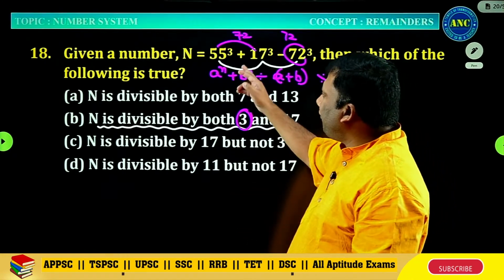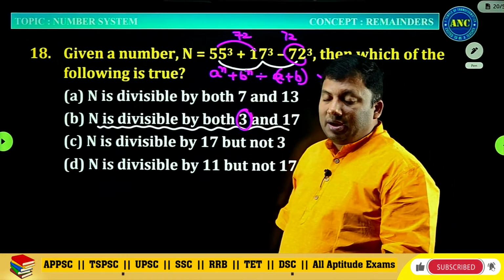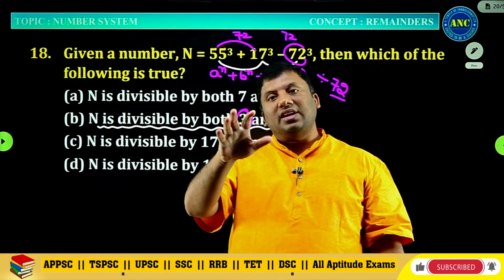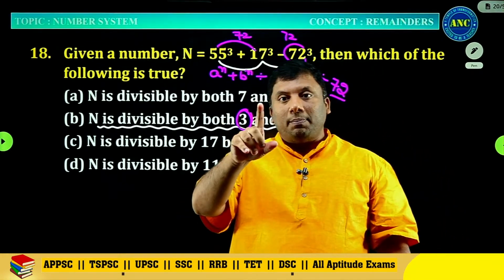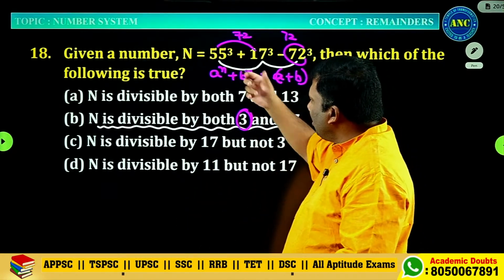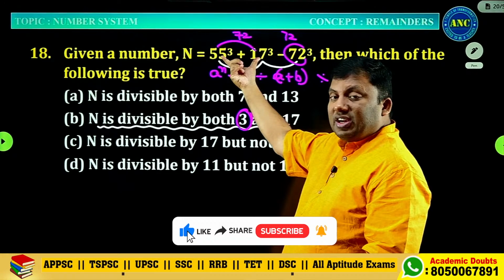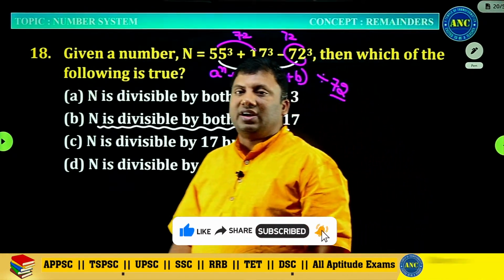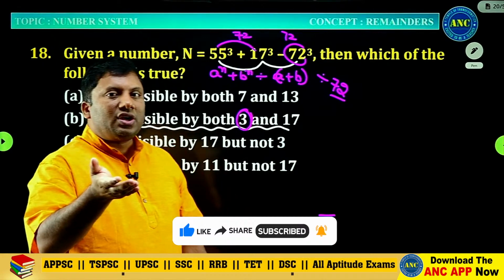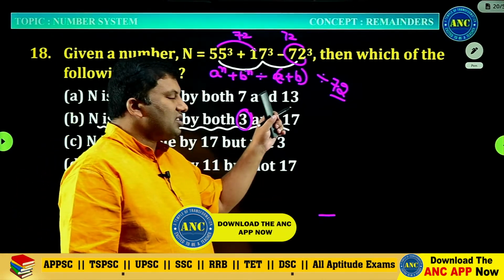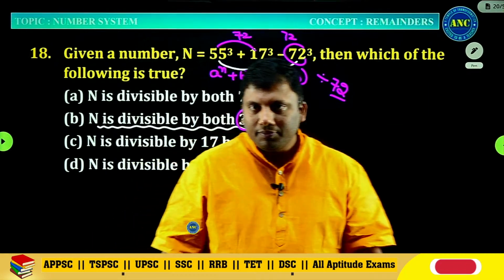Right? 55 power 3 plus 17 power 3. A power n plus b power n is always divisible by a plus b if the power is an odd number. Power 3 is an odd number. So these both are divisible by 72. That means the answer should be divisible by 72. Which answer option is dividing 72?